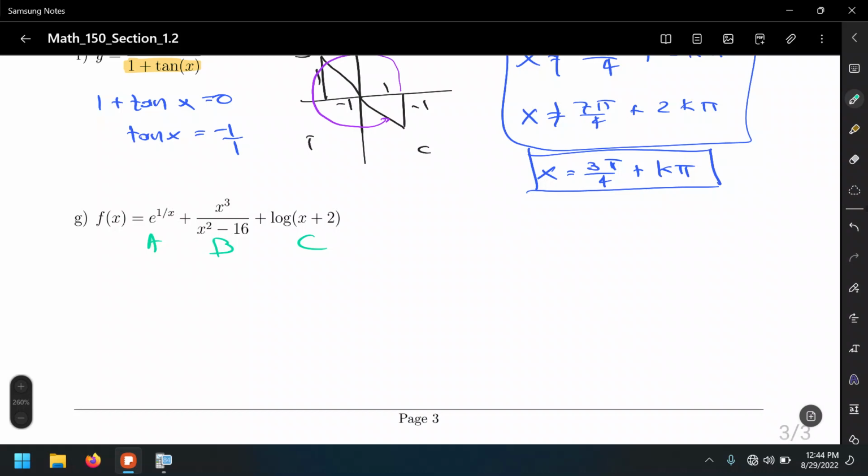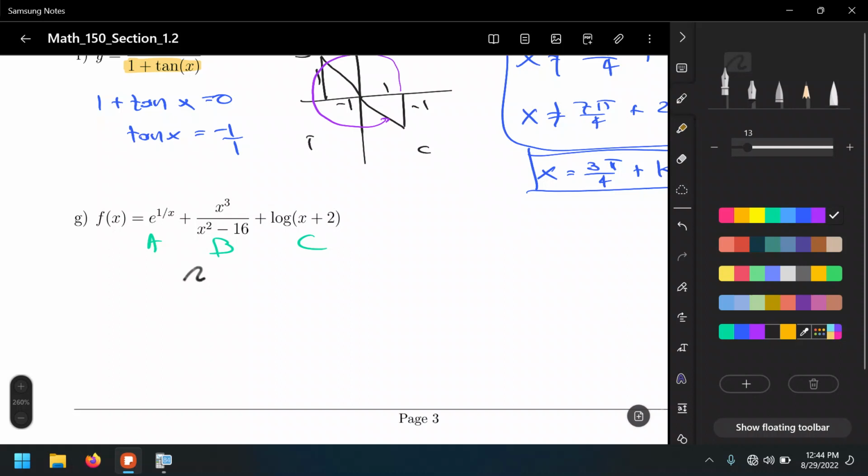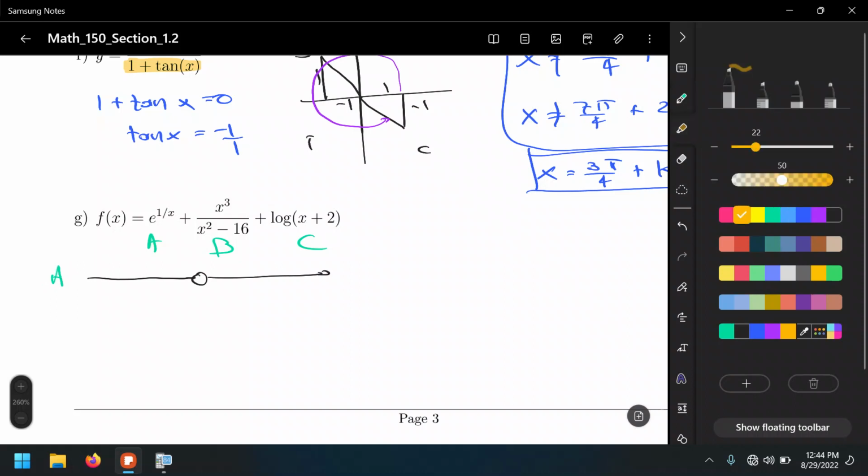Number one, e to the x. The exponential function doesn't really have a restricted domain. You can plug in every single value and you'll have an output for it. However, this particular exponential function has as an exponent 1 over x. Do you see the restriction there? 0. We cannot plug in 0 for this function. So for the function A, all these values except 0.